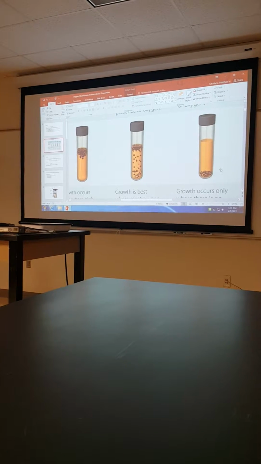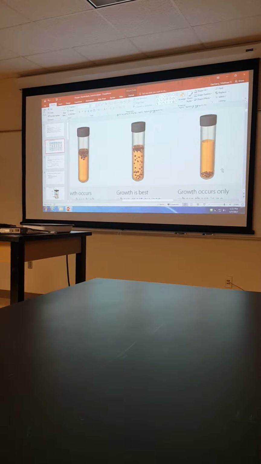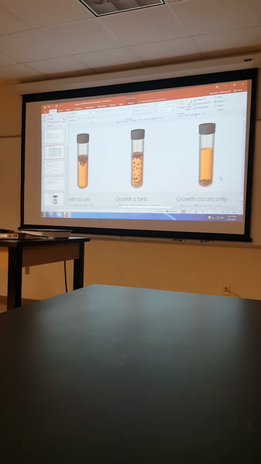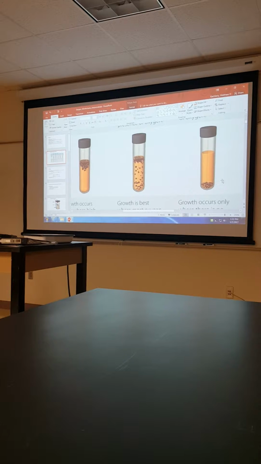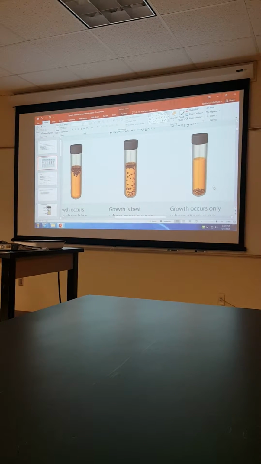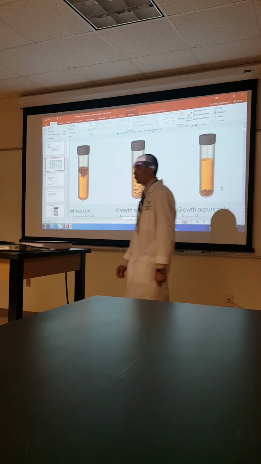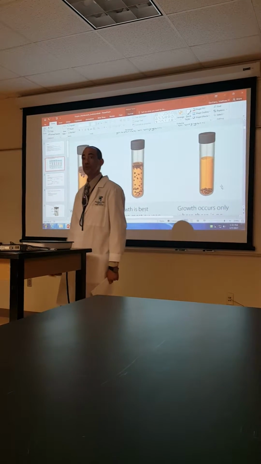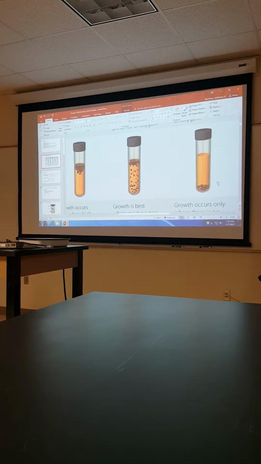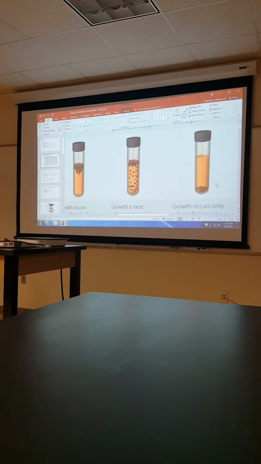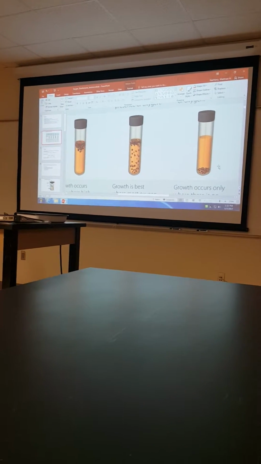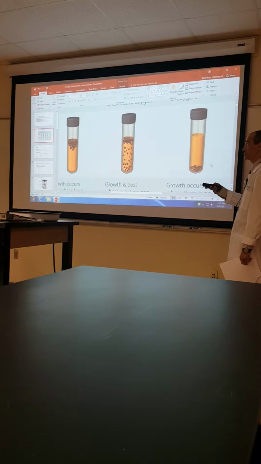Which of these organisms out of the three is a facultative anaerobe? The middle one. Right, facultative anaerobe. We see growth throughout the entire tube, but we see the greatest growth at the top where there is the highest concentration of oxygen. There is an oxygen gradient in this broth. The greatest amount is at the top, the lowest amount or no oxygen is at the bottom.